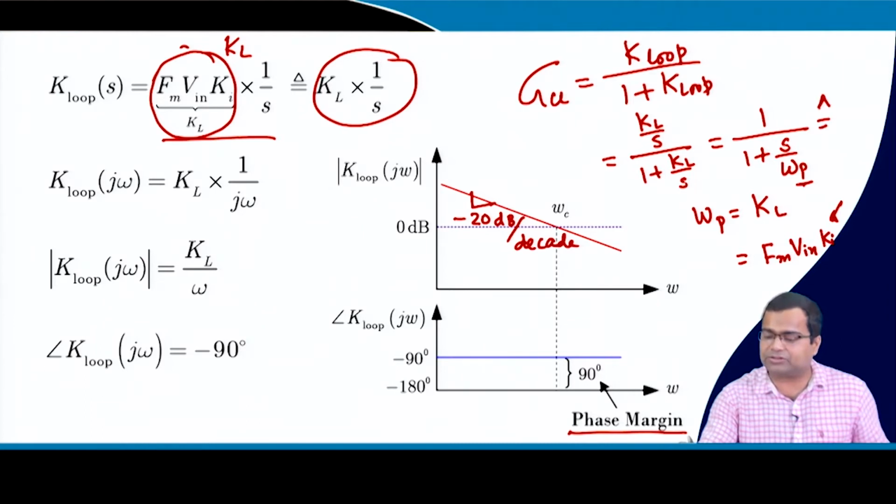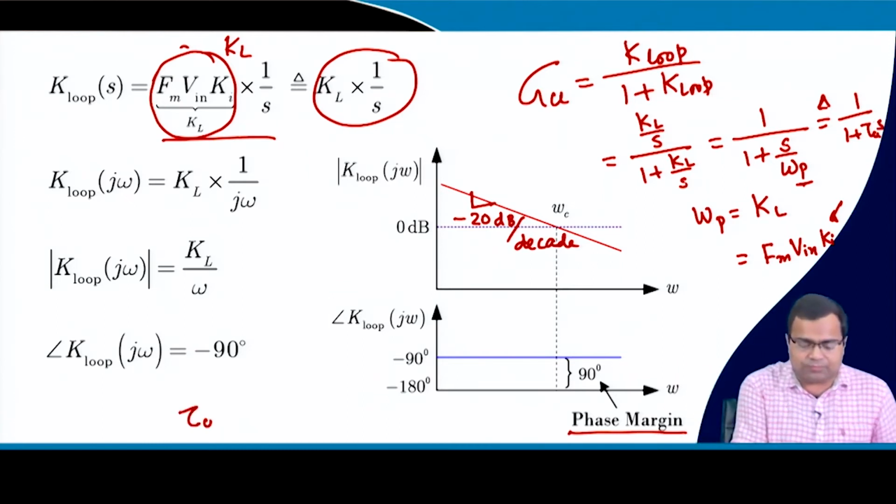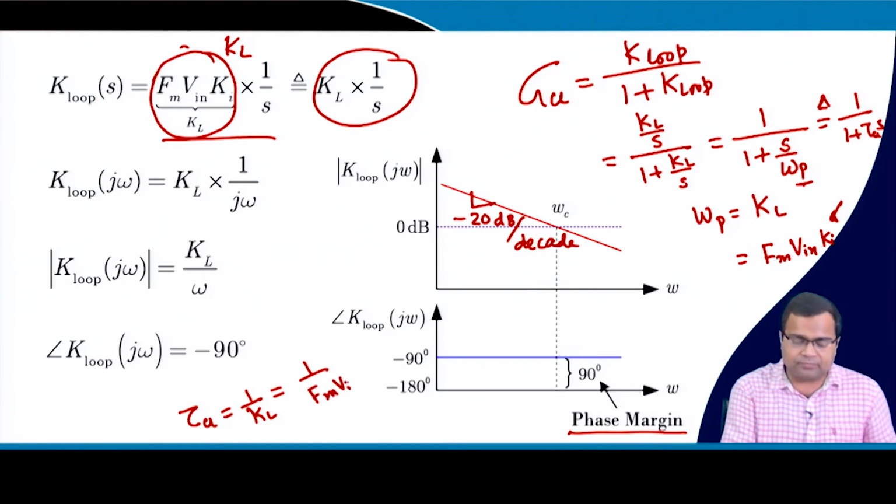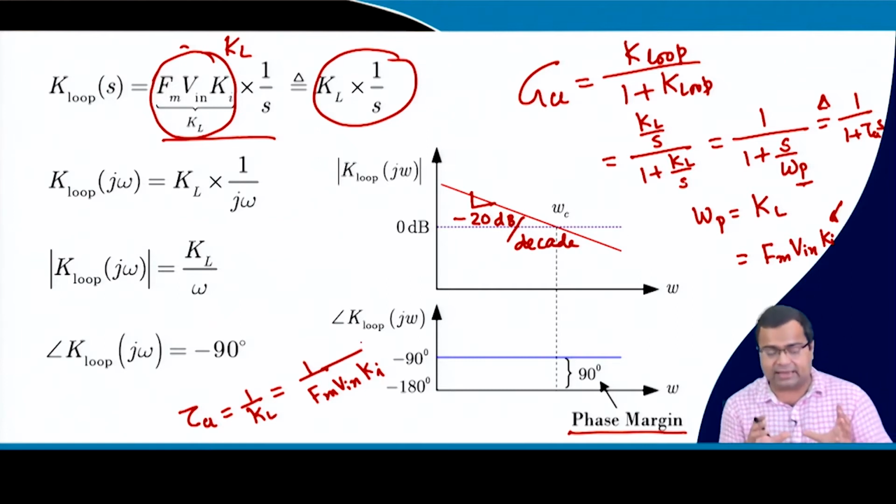and if we write in terms of time constant, 1 by 1 plus S tau closed loop, into S, where tau closed loop is simply 1 by KL, which is nothing but 1 by Fm Vin into Ki. That means, if we increase the integral gain, your closed loop time constant decreases, so it will respond faster. But now the question is how far you can increase the Ki.